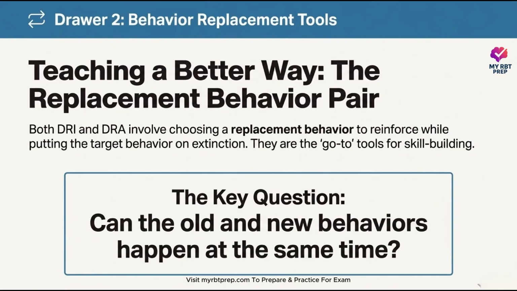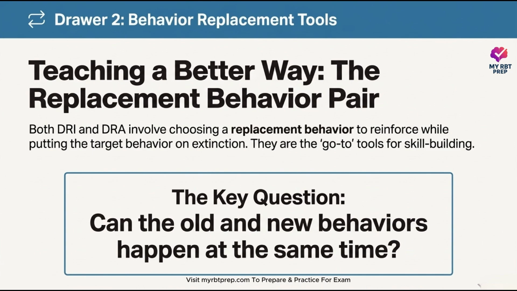Now we're opening drawer 2, and this is where we shift from reactive management to proactive teaching. We call this the replacement behavior pair, because in our line of work, you never just remove a behavior. You have to fill that vacuum with something better. That's where DRI and DRA come into play. These are your heavy lifters for skill building.